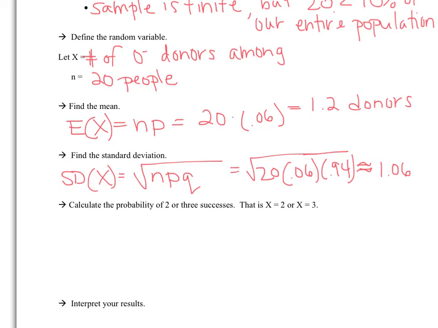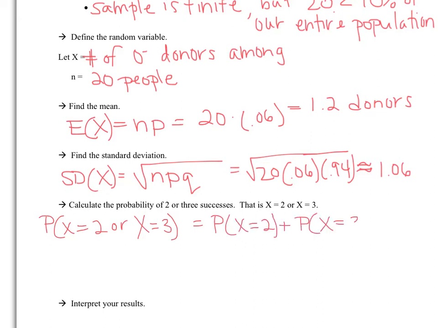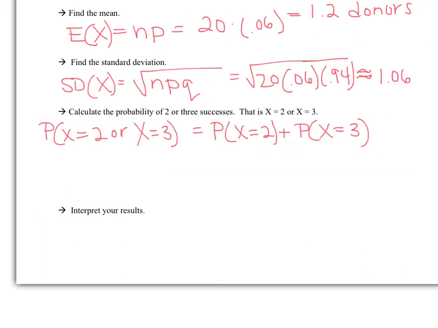Let's calculate the probability of 2 or 3 successes. That is, x equals 2 or x equals 3. So here we are looking for the probability x equals 2 or x equals 3, which really means we need to find both these probabilities and then add them. The work for this is a little bit more detailed.